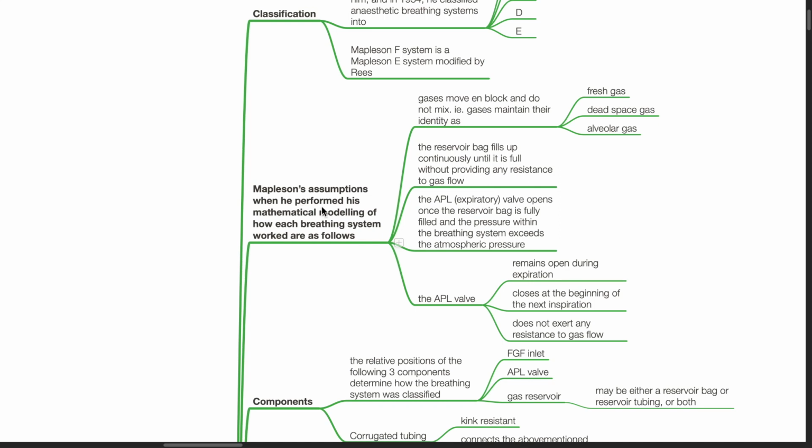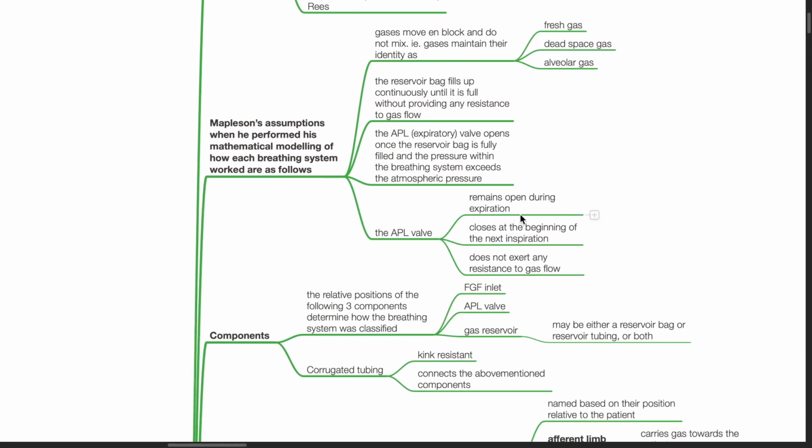Mapleson's assumptions when he performed his mathematical modeling of how each breathing system worked are as follows. Gases move in a block and do not mix. Gases maintain their identity as fresh gas, dead space gas, and alveolar gas. The reservoir bag fills up continuously until it is full without providing any resistance to gas flow. The APL valve opens once the reservoir bag is fully filled and the pressure within the breathing system exceeds the atmospheric pressure. The APL valve remains open during expiration, closes at the beginning of the next inspiration, and does not exert any resistance to gas flow.